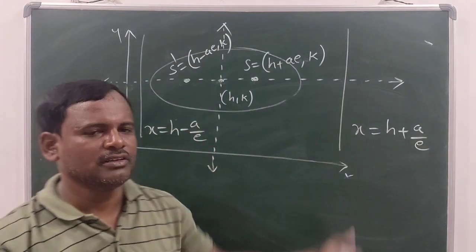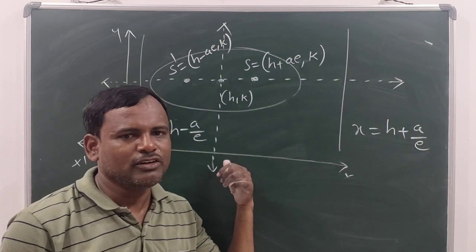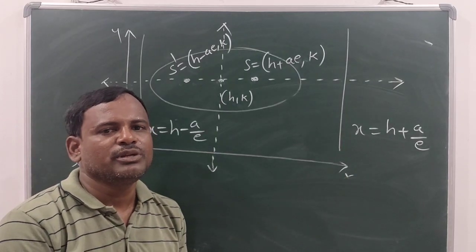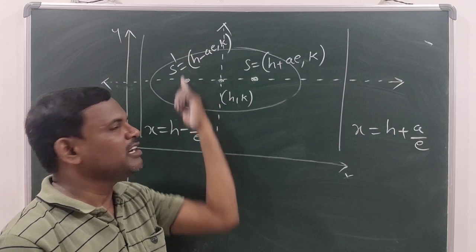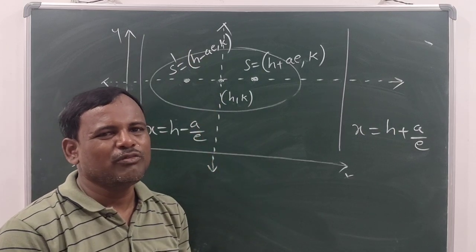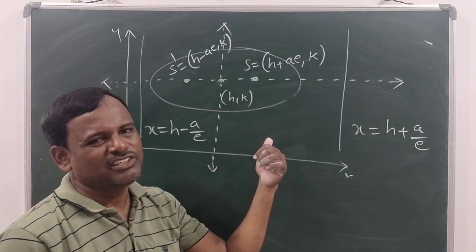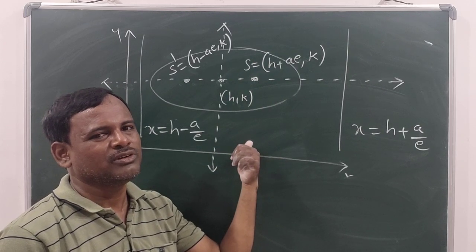Easy to remember. Previously you got x equal to a by e, x equal to minus a by e, just add h here, that's it. So that you will get the directrix equations. No change will come in the length of the latus rectum. If you want, you can identify the extremes of this latus rectum. How to identify the extremes?